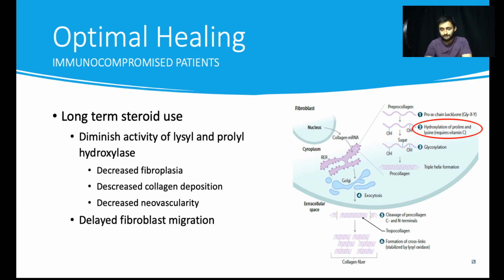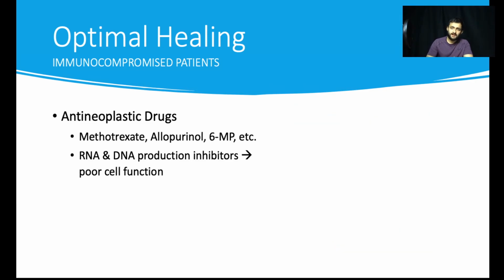Now, the last piece we're going to talk about here, of course, is antineoplastic drugs, right? We're talking about things like methotrexate, allopurinol, 6-mercaptopurine, and of course they work by inhibiting RNA and DNA production. And what's amazing is that the history of these drugs is pretty incredible. They can all be traced back to a scientist called Sidney Farber, and if I remember correctly, he was a pathologist in Boston, and he came up with what he called anti-folate drugs.